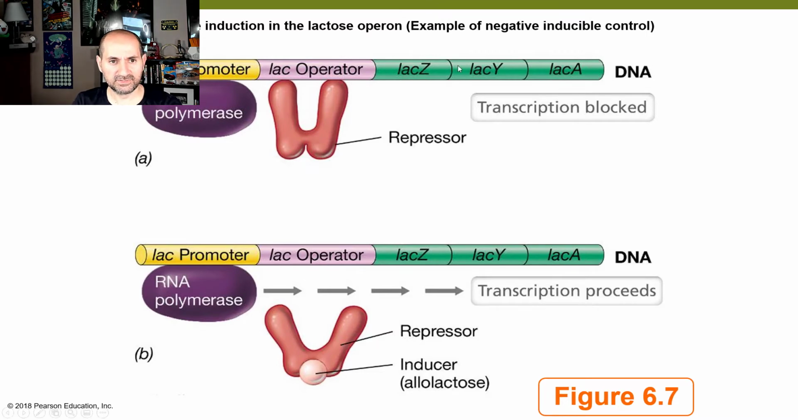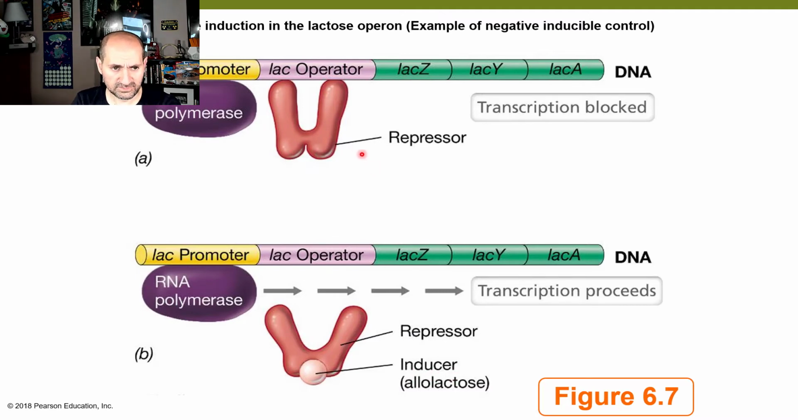Here is an example of a negative inducible operon. You should know this for sure, because the lac operon is a very important operon to understand in microbiology. You should know that the lac operon is an example of a negative inducible operon. Negative, remember, means you're dealing with a repressor. And inducible means you can turn on gene expression with the help of an inducer, a small molecule.